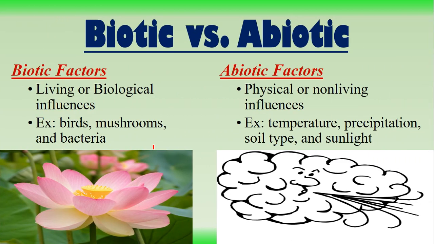Now, biotic versus abiotic, I kind of just mentioned them. Biotic has bio in it, so we're talking about the living influences, so birds, mushrooms, bacteria. Abiotic represents the non-living factors, because you look at a and bio, non-living. So you're looking at the physical non-living things. So we're talking about temperature, precipitation, soil type, and even sunlight.